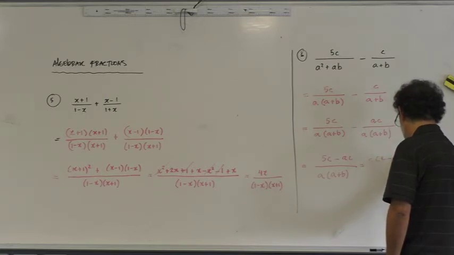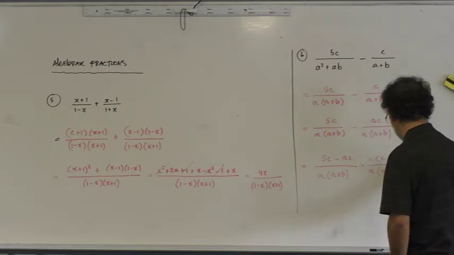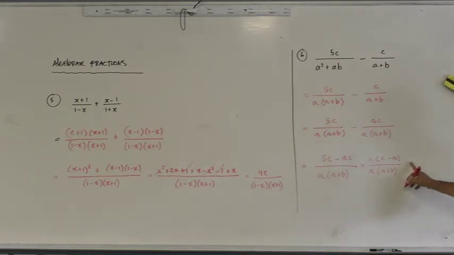C minus A, then over A plus B. Okay, this is what we want. Ideally, this should be the answer.